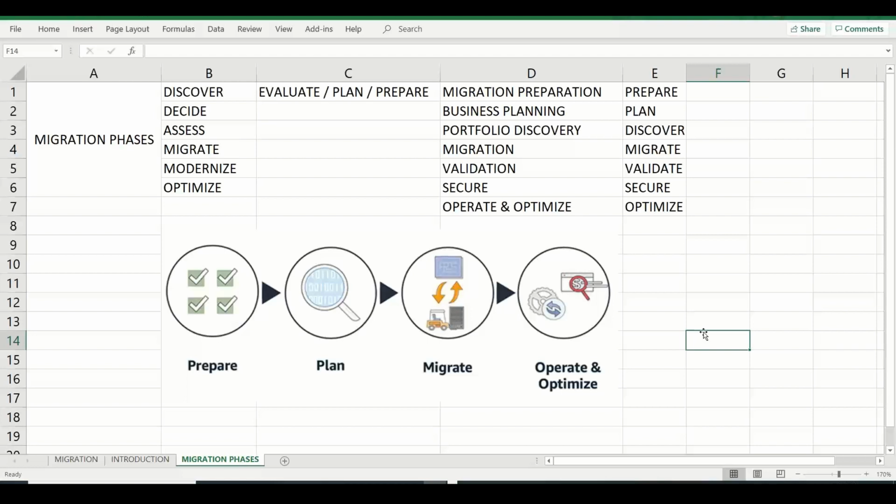Now coming to the documentation and the different templates that we use. Generally, whenever we do a cloud migration, we have a kickoff presentation. Okay, so I will just help you.